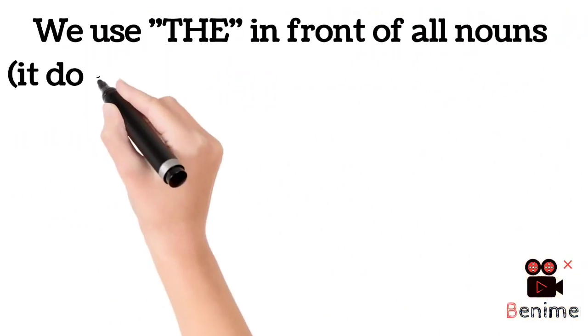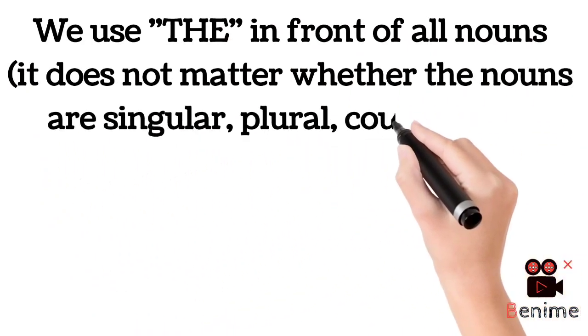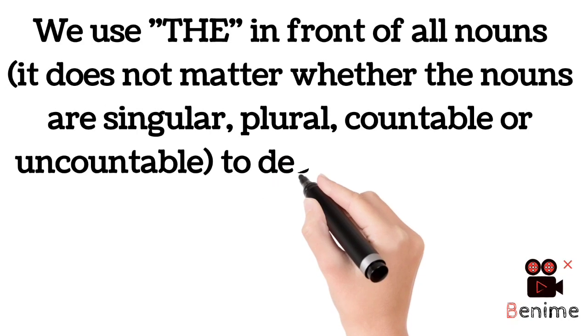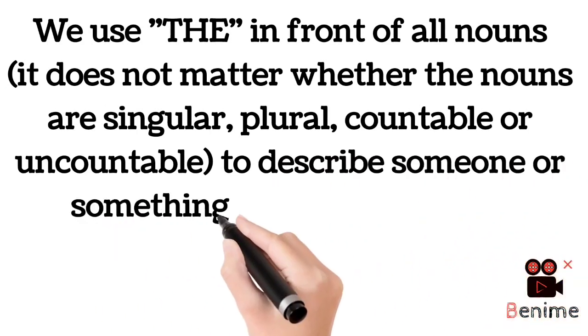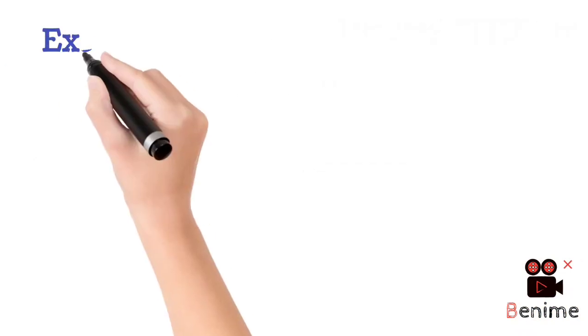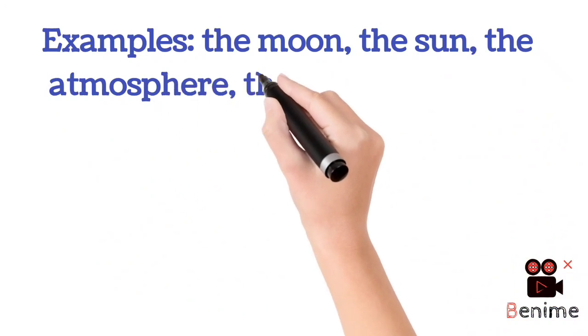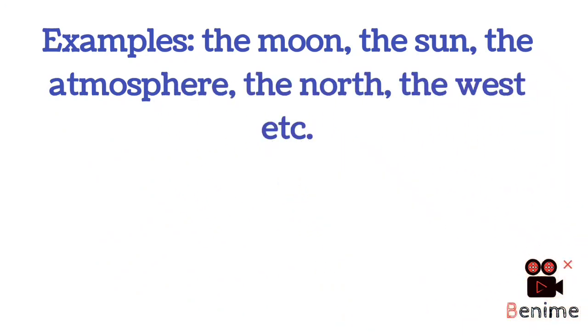We use the in front of all nouns. It does not matter whether the nouns are singular, plural, countable or uncountable, to describe someone or something specific or unique. Example: the moon, the sun, the atmosphere, the north, the west, etc.